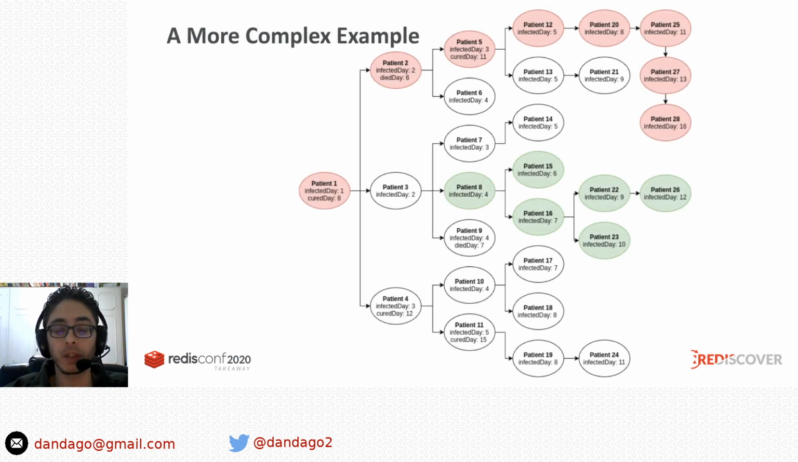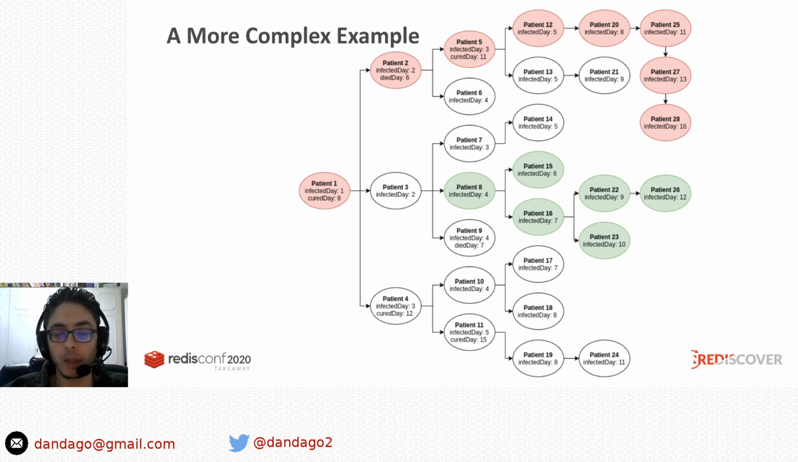So for the rest of this session, we're going to look at this particular example. It's a big enough example that we can run some interesting queries, but it's small enough that we can visualize it and compare the results we see in Redis CLI with what's in this image.